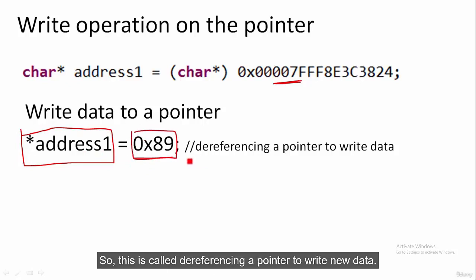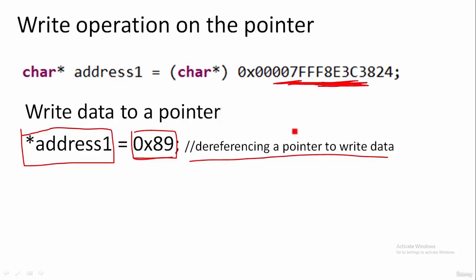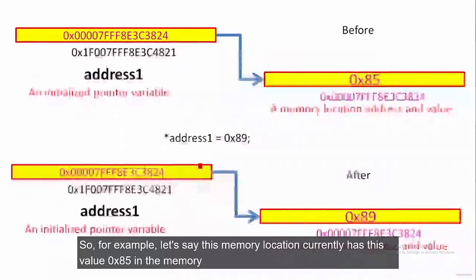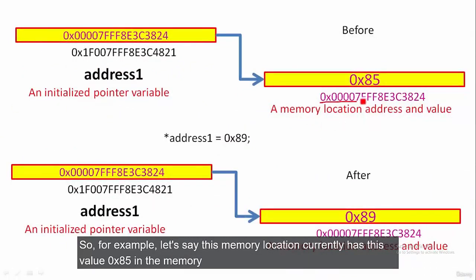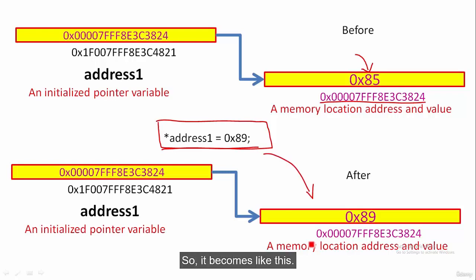So this is called dereferencing a pointer to write new data. Here we are actually writing new data into the memory location which is addressed by this pointer. So simple, isn't it? For example, let's say this memory location currently has this value 0x85. Once you do this, it is like you are replacing the content of that memory location, right? So it becomes like this.